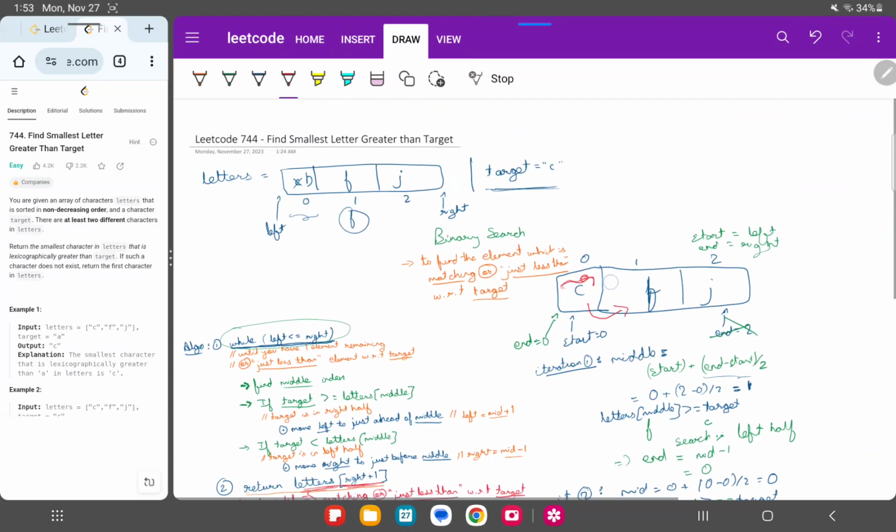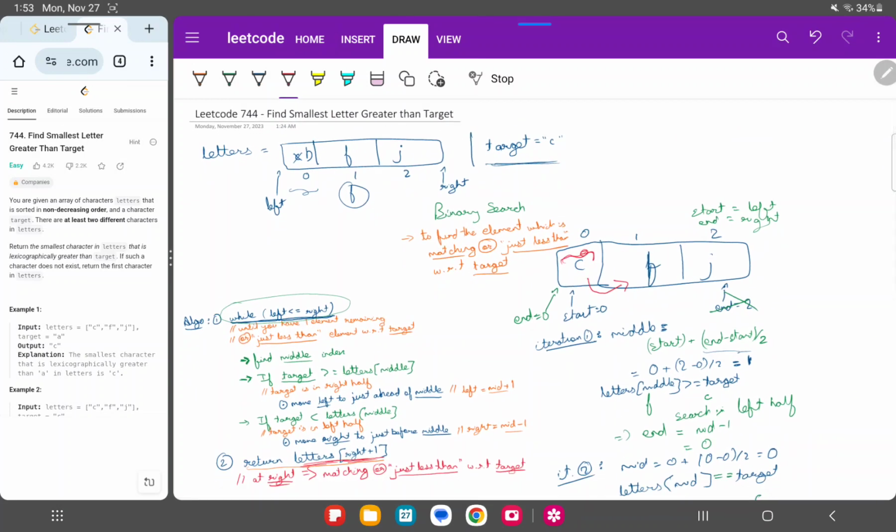So I hope you understood how to solve this question using the algorithm I just showed you via dry run as well.